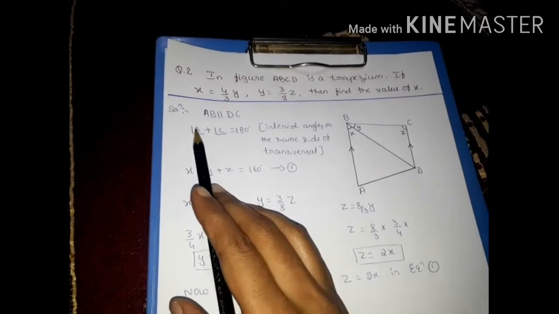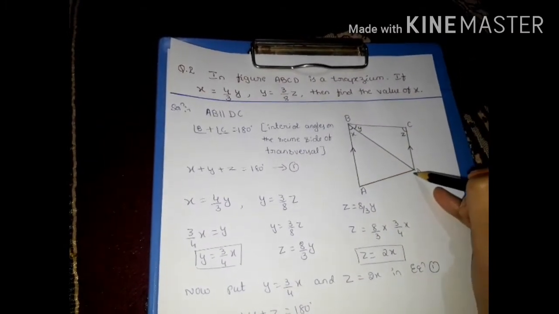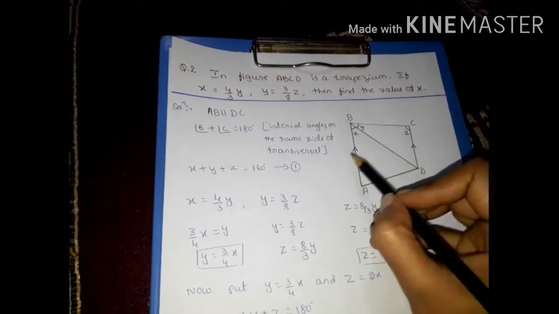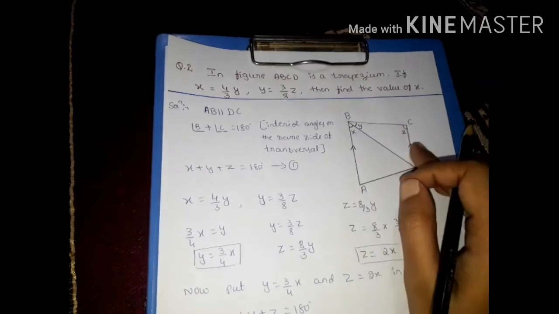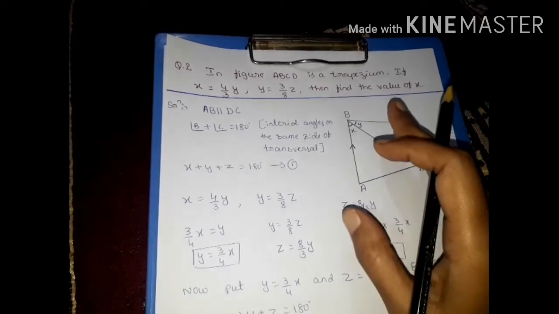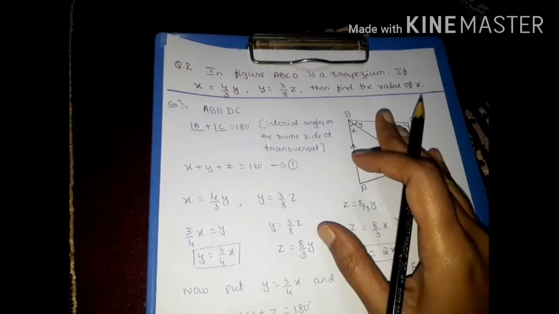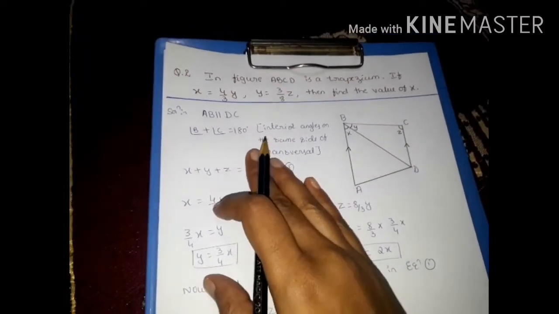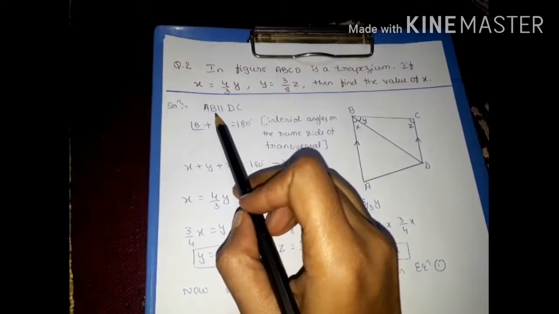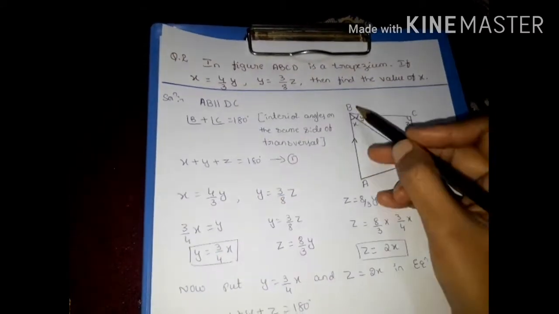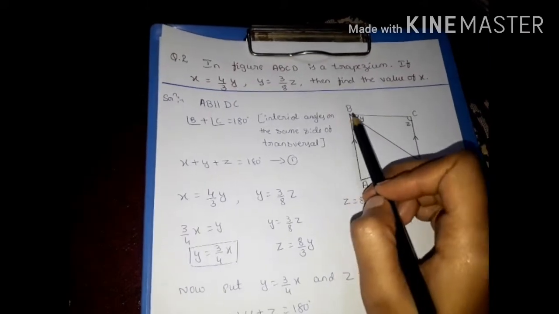Now in the solution, from the figure we can write AB is parallel to DC, because the arrow marks indicate these two lines are parallel. Also, in a trapezium one pair of opposite sides are parallel, and another pair of opposite sides are non-parallel. We already know this from worksheet 1. Write down AB is parallel to DC. When AB is parallel to DC, BC acts as a transversal.